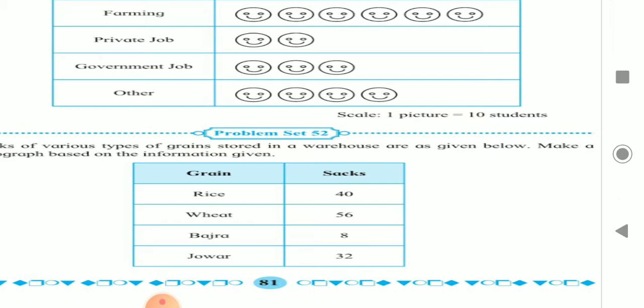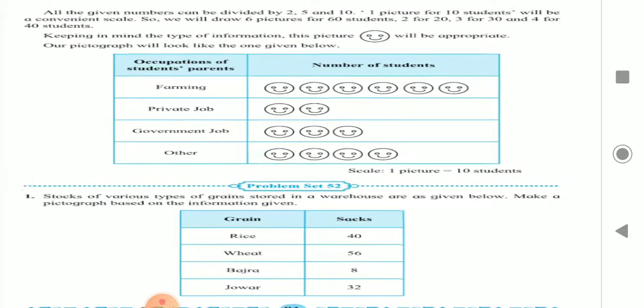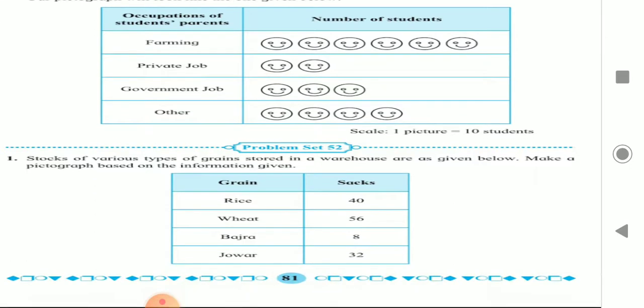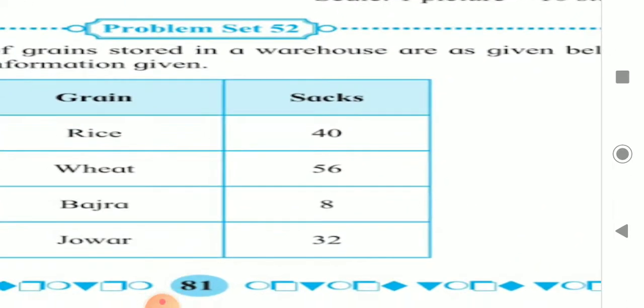You have some sacks given here of various types of grains, which are stored in a warehouse. You have to draw some pictures for this. Grains are rice, wheat, bajra, jowar. Now you have to draw pictures of sacks: 40, 56, 8 and 32. The idea we have to get here is that all are multiples of 8. You can see all these numbers are multiples of 8, so you can take the scale as 8. One sack represents 8.